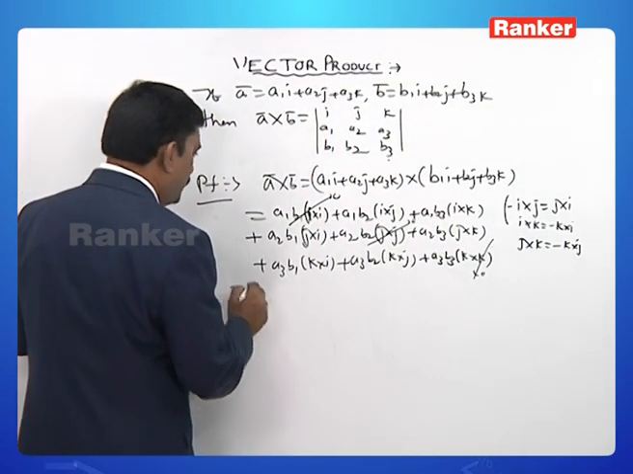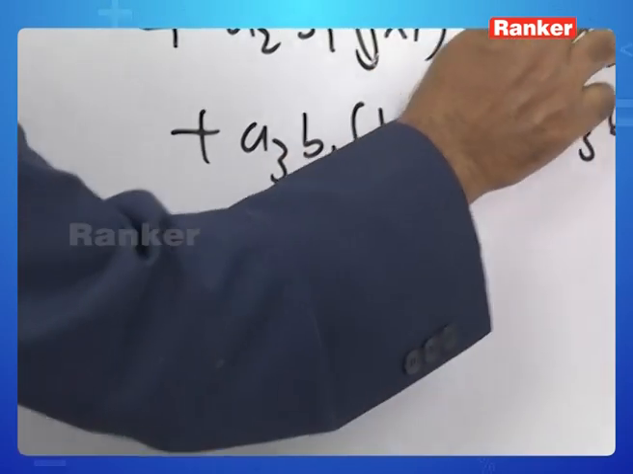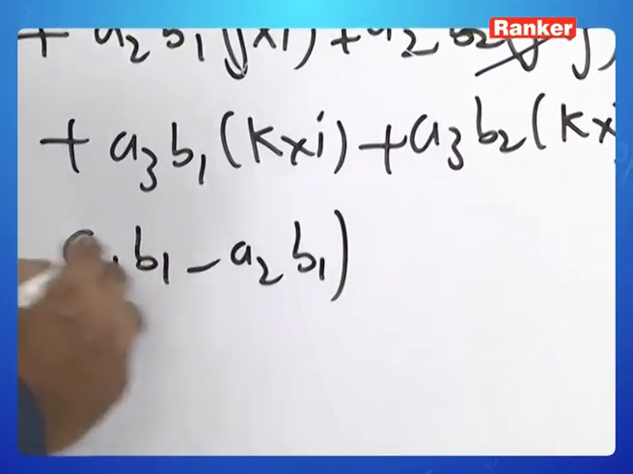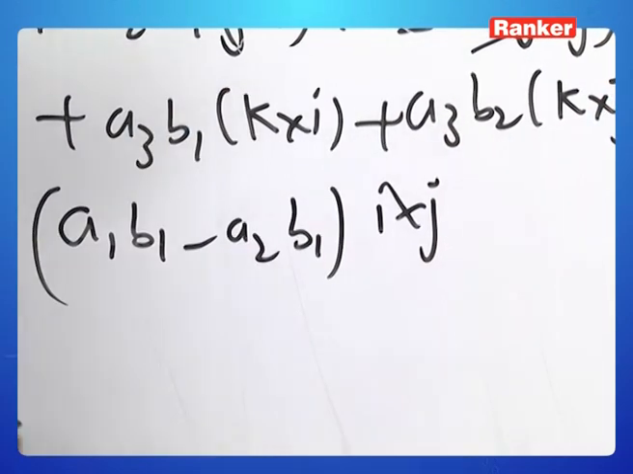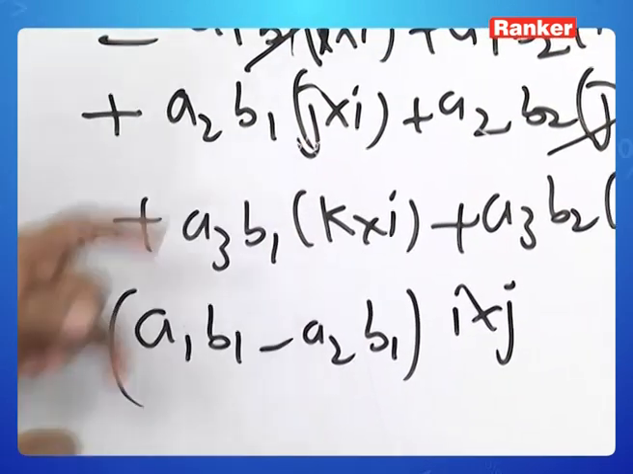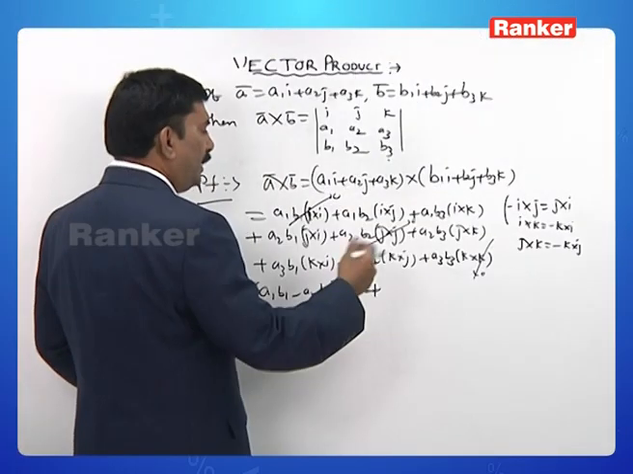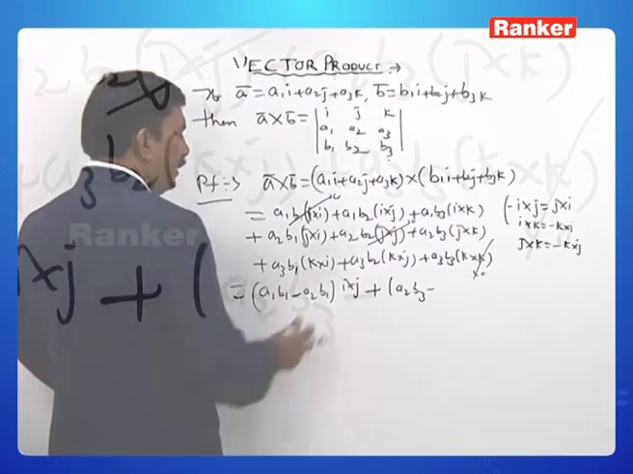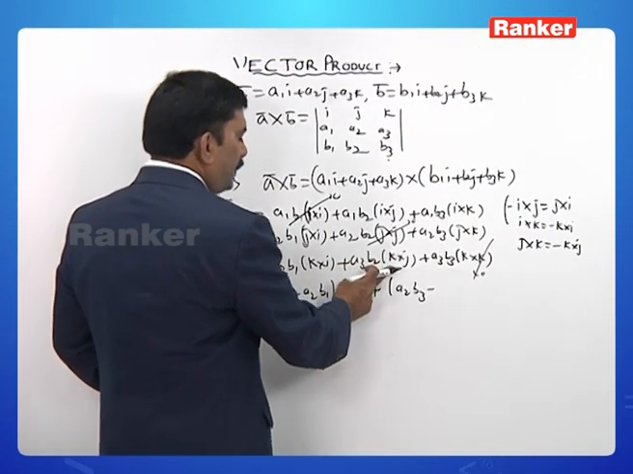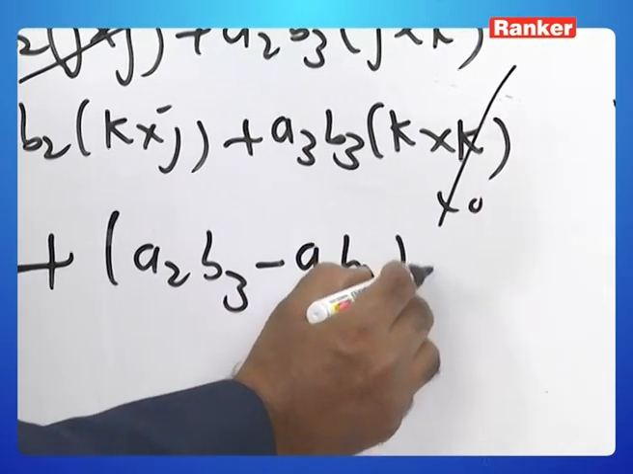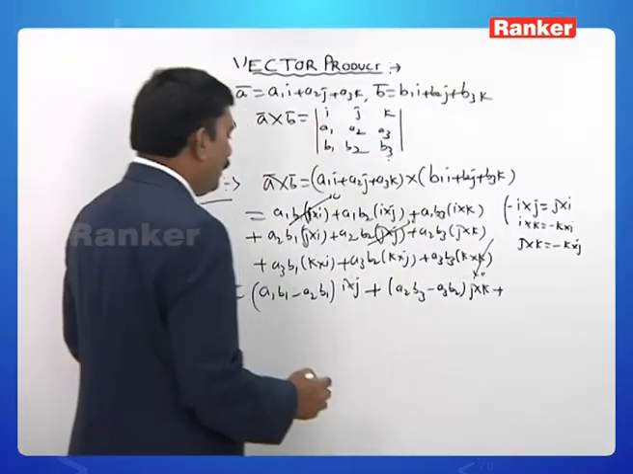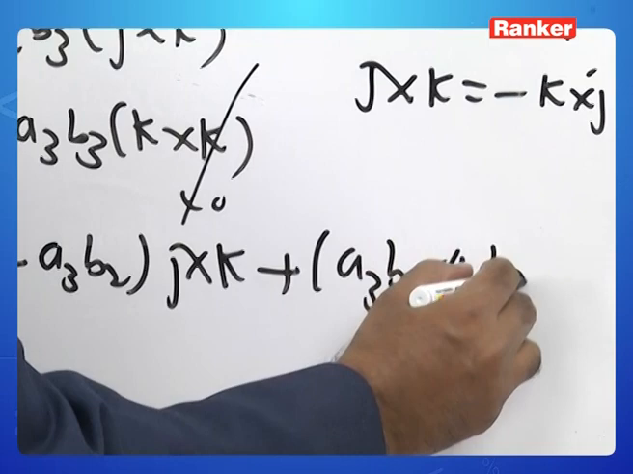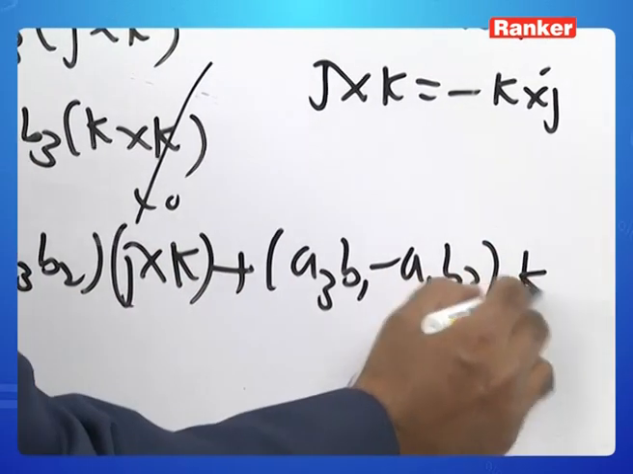So therefore this becomes a1 b1 I cross J common, here minus a2 b1 into I cross J. Next plus, J cross K, here a2 b3 into J cross K, here minus common J cross K, that is a3 b2 into J cross K. Next K cross I, a3 b1 minus a1 b3 into K cross I.